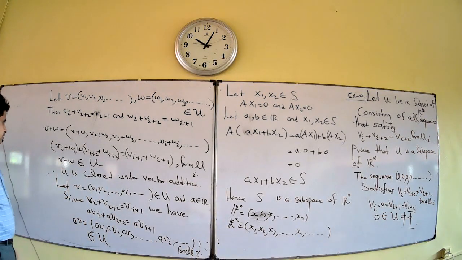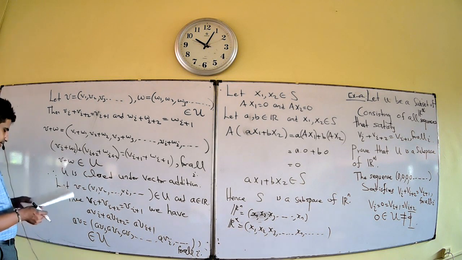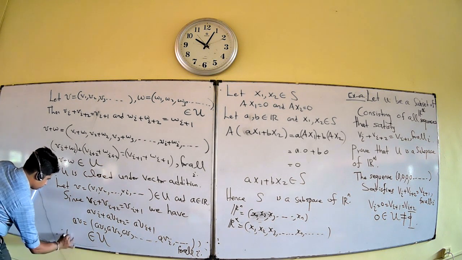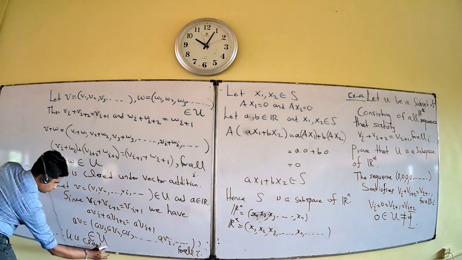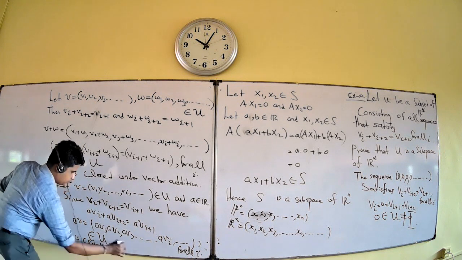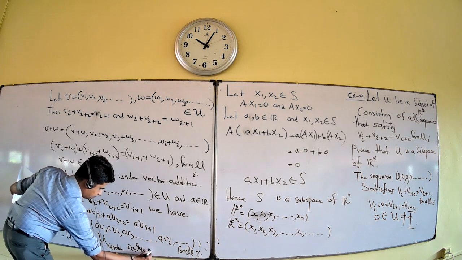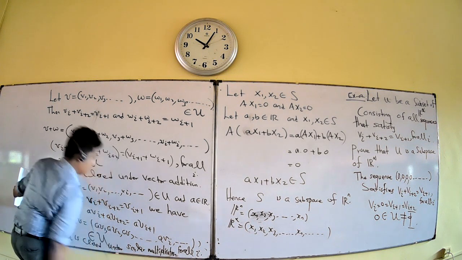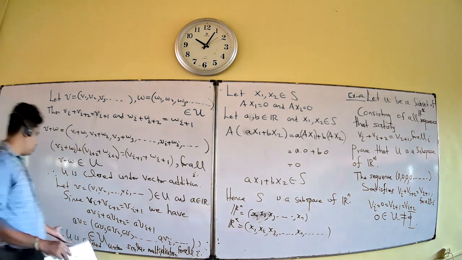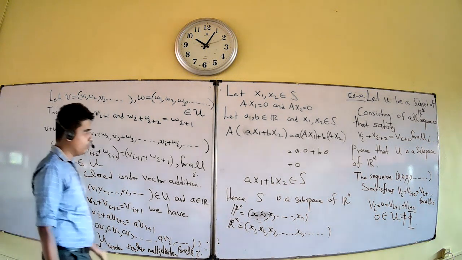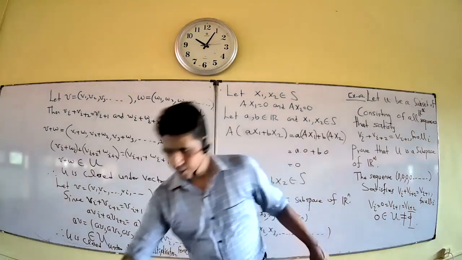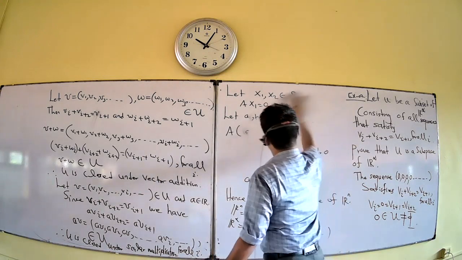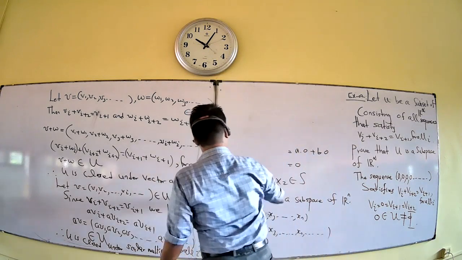This is scalar multiplication, right? U is closed under scalar multiplication. So U is closed under vector addition and U is closed under scalar multiplication. Therefore, U is a vector space of R infinity.